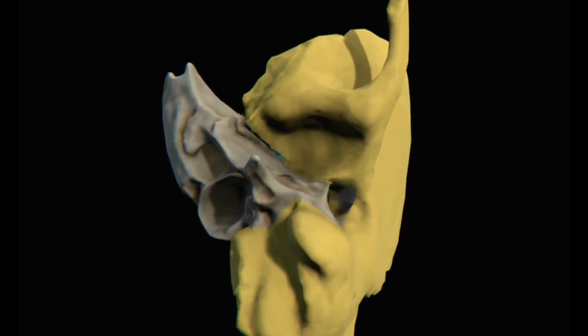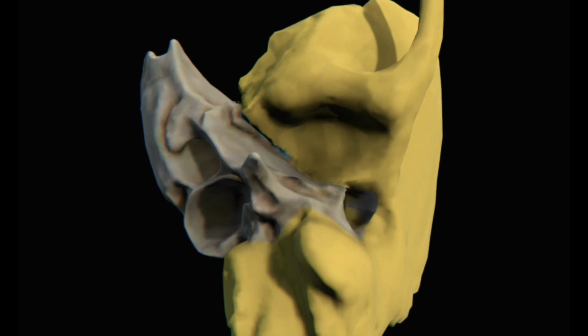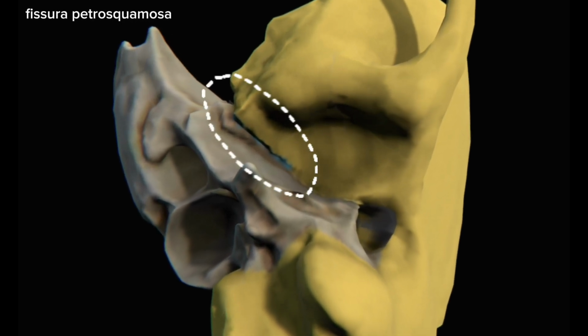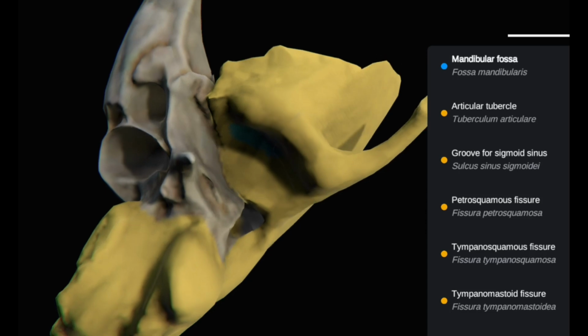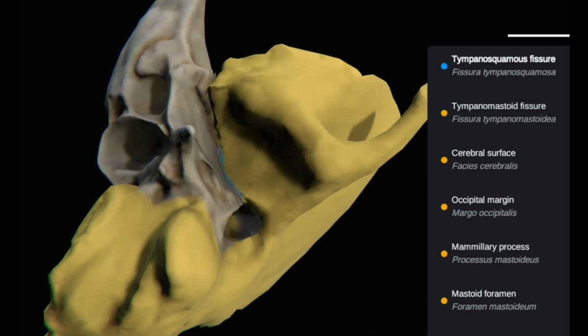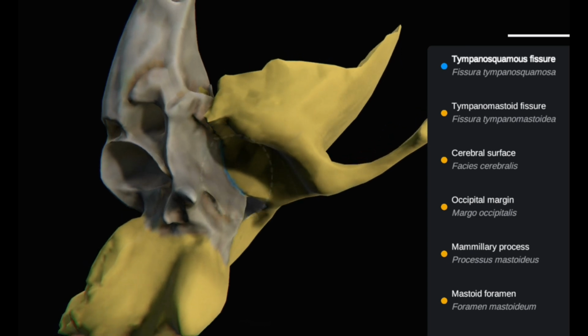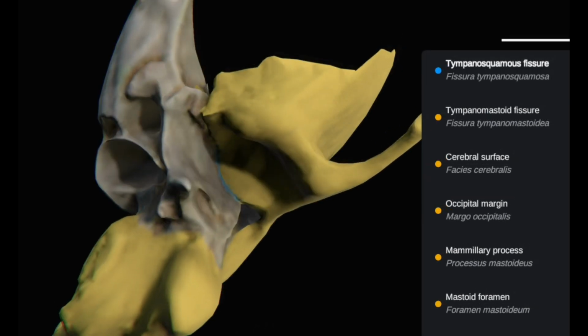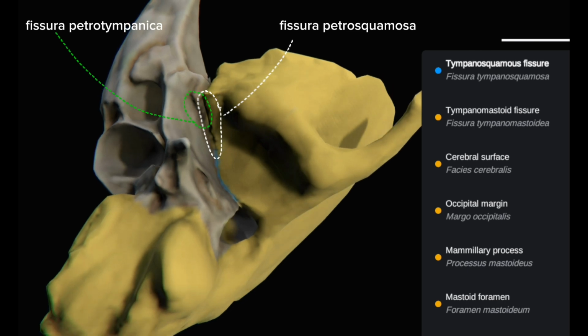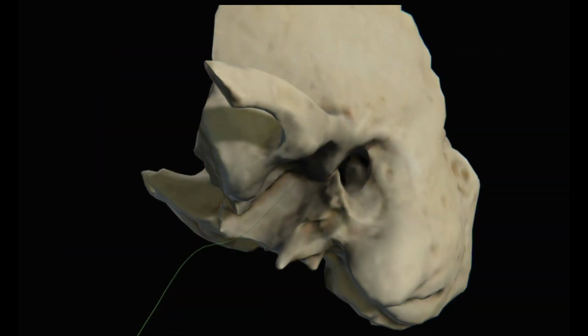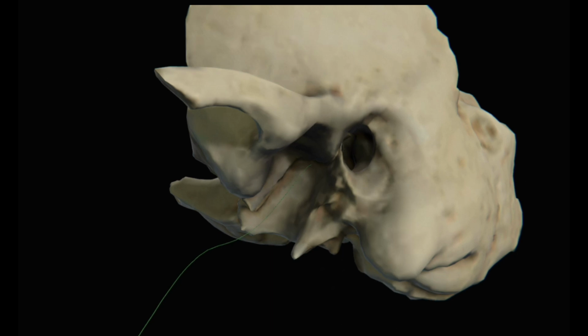At the junction between the squamous part and the petrous part, there's the petrosquamous fissure. In the depths of the mandibular fossa is a tympanosquamous fissure, which is divided by a process of the petrous part into petrosquamous fissure and petrotympanic fissure, through which the chorda tympani nerve exits.